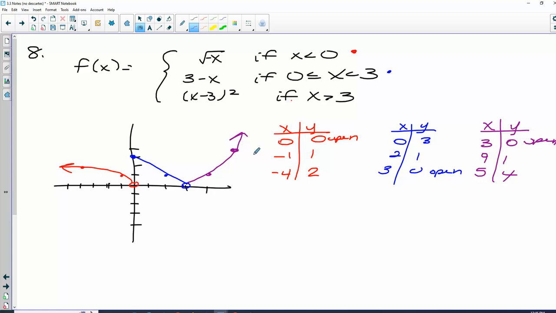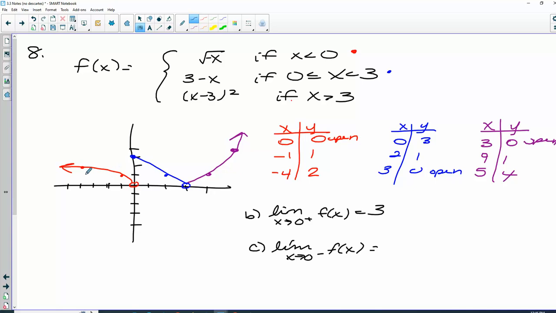Okay. So now, I'm asking you to answer a lot of questions about this graph. So B, the limit as we approach 0 from the right. If I'm coming into 0 from the right-hand side, so numbers bigger than 0, what y value are we approaching? If we approach 0 from the left, so we're still getting close to 0, but from the negative direction, my y's are going to 0. So the overall limit at 0, the left and right don't match, does not exist.